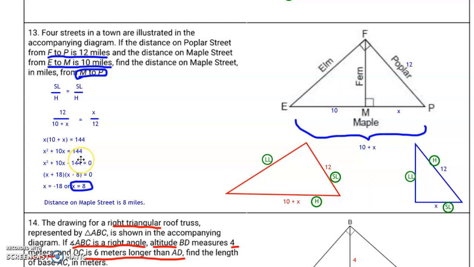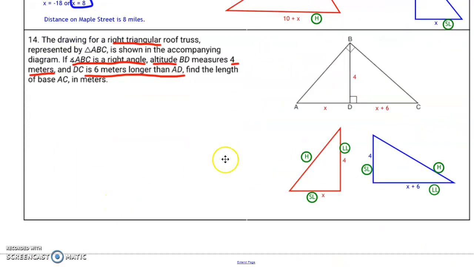I need to solve this like a quadratic equation, and you should know how to solve quadratic equations because this is algebra. You took algebra already. Anyway, you should get x equals negative 18, which you reject, and x equals 8, which you accept, 8 miles on Maple Street. Last but not least for this video, I split up the 2 triangles in this way.